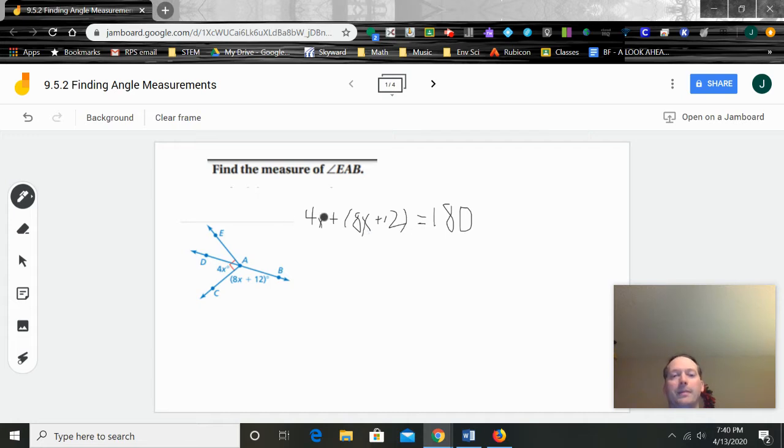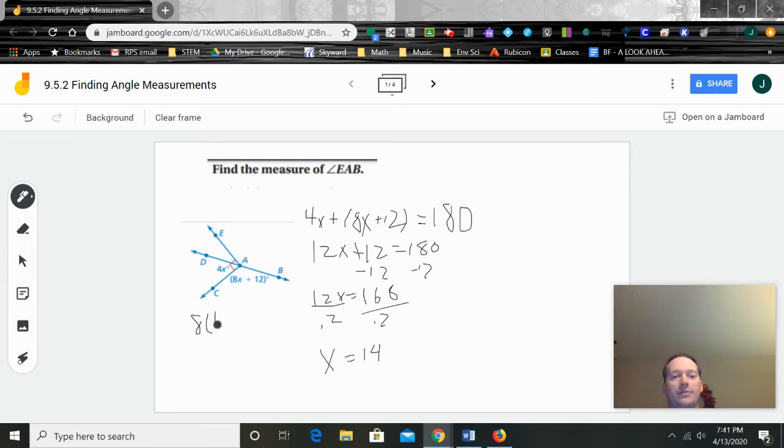Now what we want to do is combine our like terms. 4x plus 8x is 12x. 12x plus 12 is 180. Subtract 12 from both sides, and we get 12x equals 168. Divide both sides by 12, and x equals 14. Now that we know what x is, we can find what this angle happens to be. Once we have that angle measure, we take that away from 270, and we can find that angle measure.